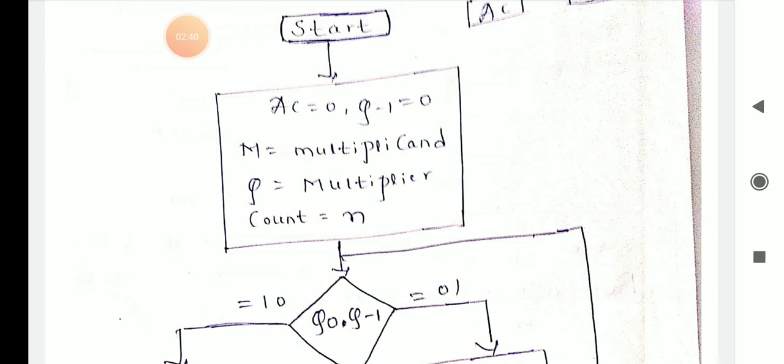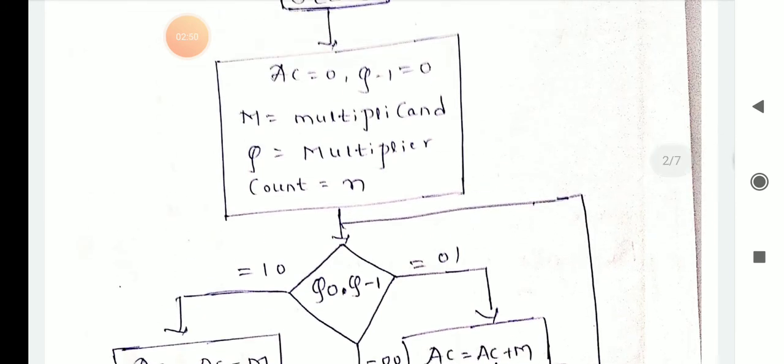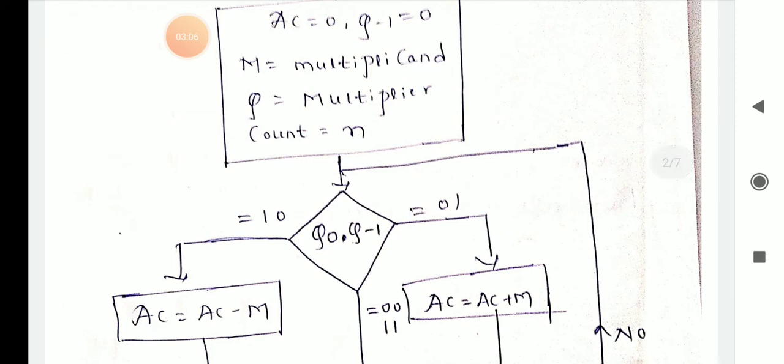So what are AC and Q minus 1? First of all, AC is the accumulator. You have to initialize the accumulator register equal to 0, and Q minus 1 is the 1 bit register, which you also initialize to 0. Then M is the multiplicand, Q is the multiplier, because I need two signed binary numbers, so one should be multiplicand and the other the multiplier. Count equal to N. So what is N? N is the number of bit size.